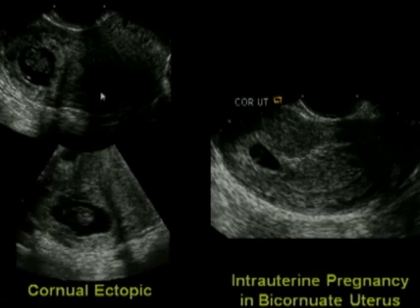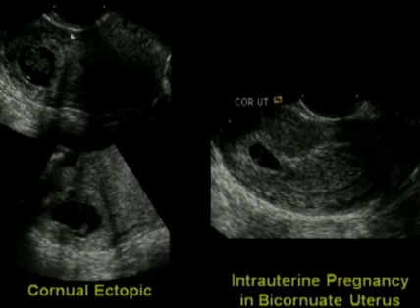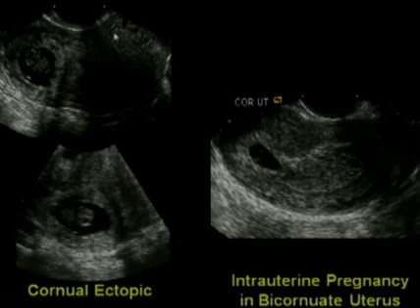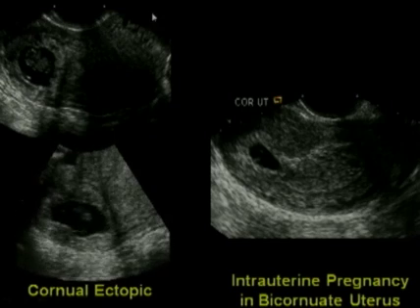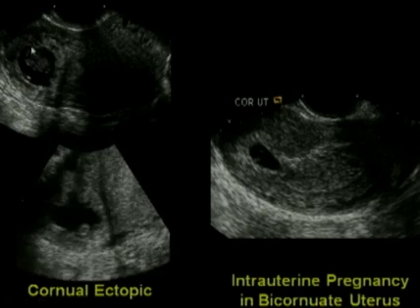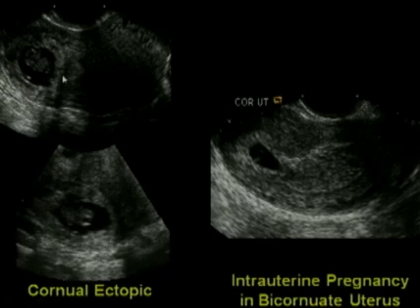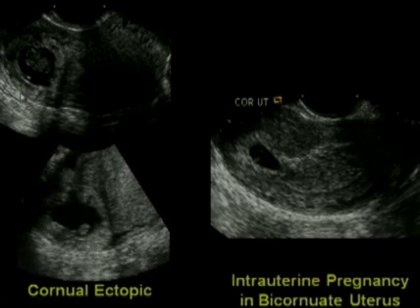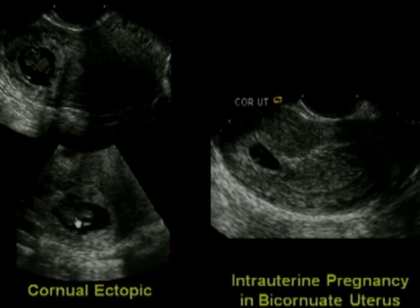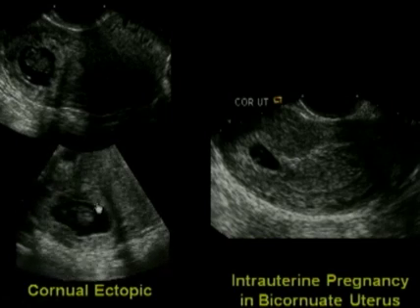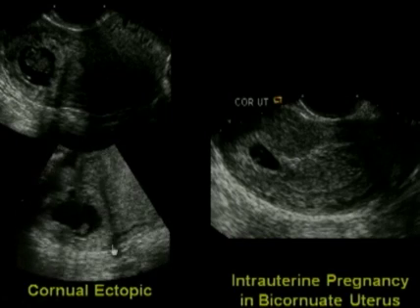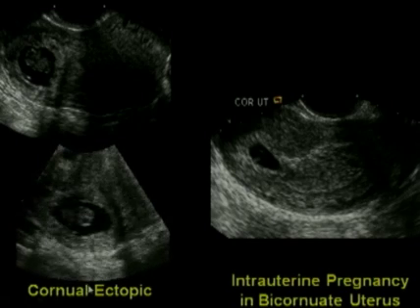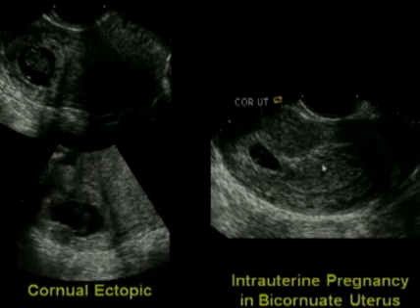A few examples. Here is a cornual ectopic pregnancy. Here's the uterus. The pregnancy is way off to one side. There's bright tissue around it, but then there's no dark myometrium around the outside. And we see it again here. There's the heartbeat, there's the main body of the uterus, there's bright tissue around it, nothing around the far edge. That's a cornual ectopic pregnancy.